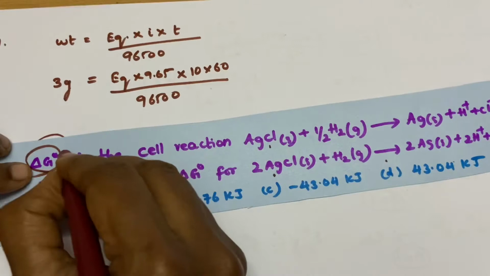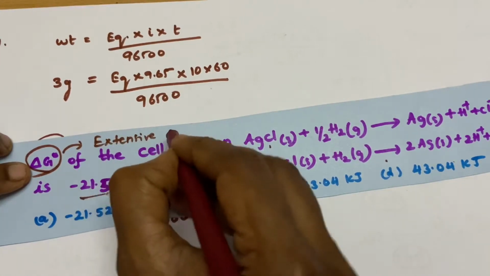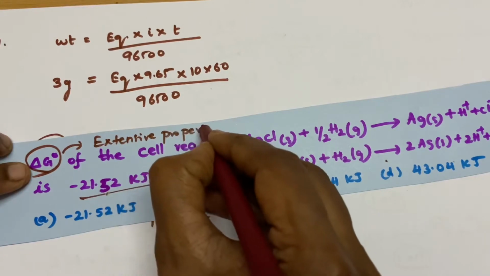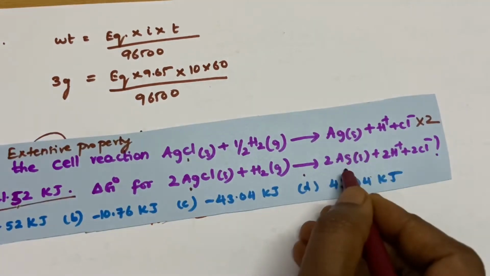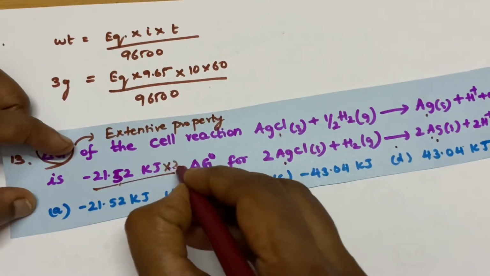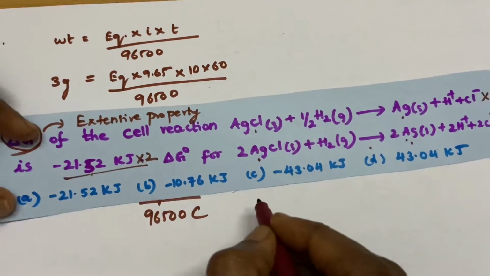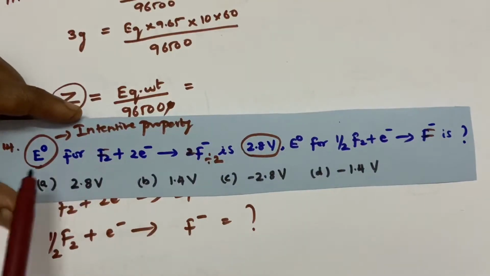I already told you del G is an extensive property, which means if you increase the amount, the energy will also increase. This equation is double of this equation. So we can multiply this by 2. So what will be the answer? Minus 43.0.